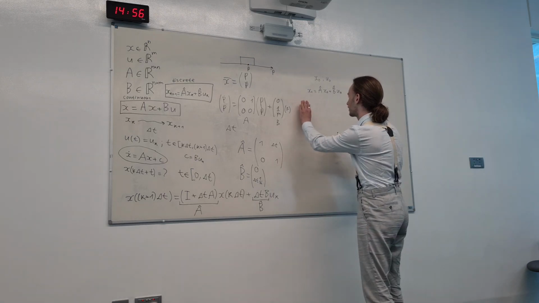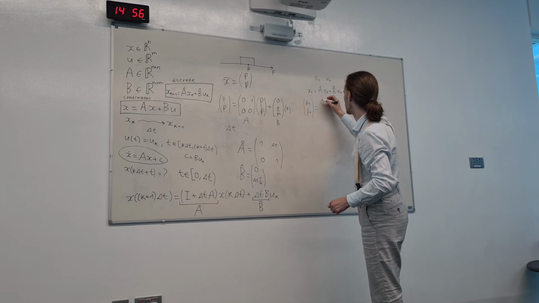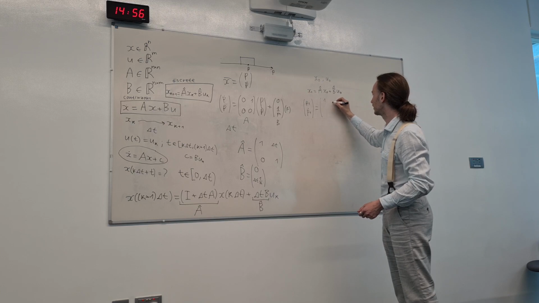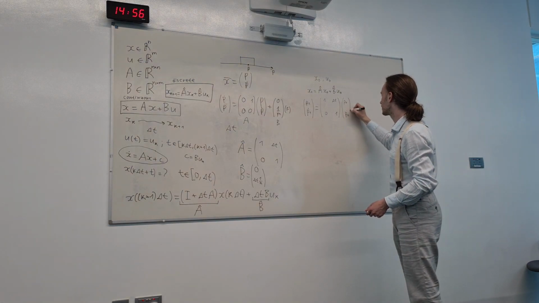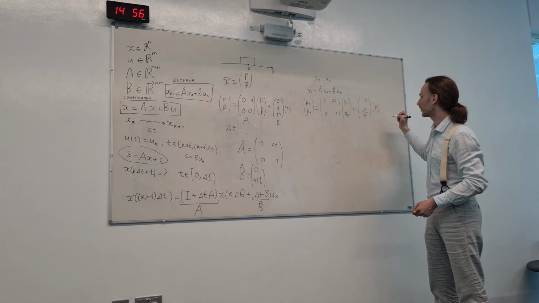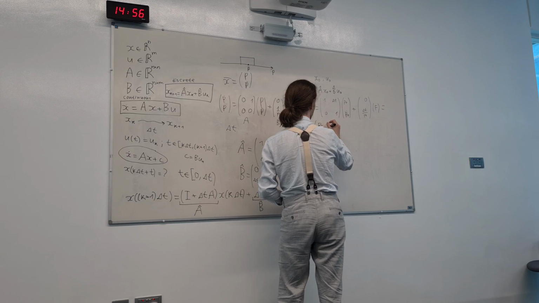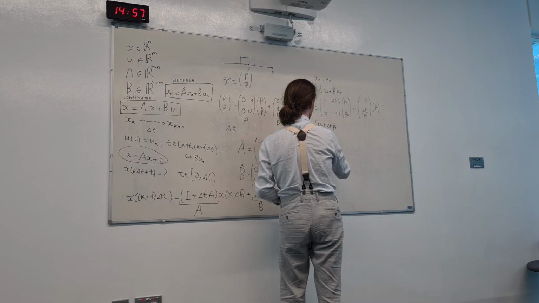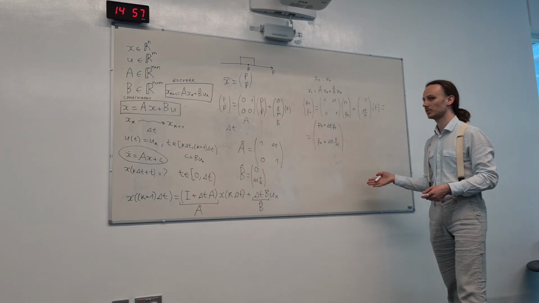So x1, x1 dot is all equal to, I'll just multiply it here directly, delta t, 1, 0, x naught, x naught dot, 0, delta t over m, f, and what we get is x naught plus delta t x naught dot, and here we are going to get x naught dot plus delta t f over m, which is exactly the Euler integration scheme.